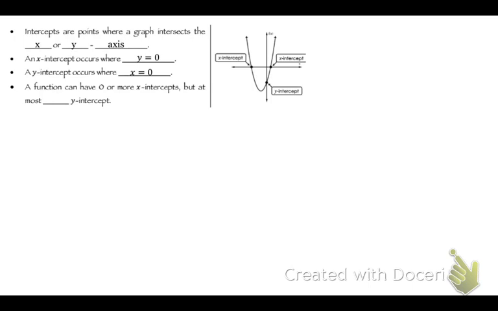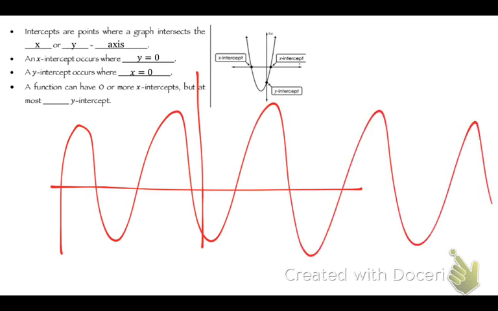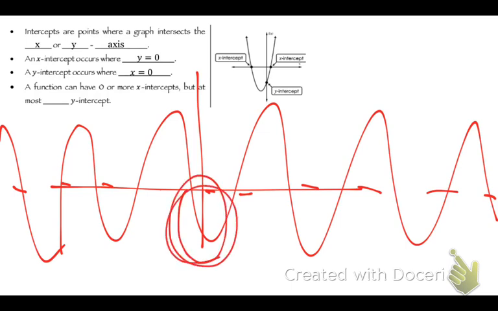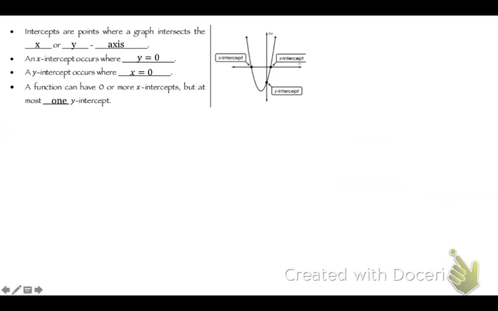Like if you have a graph like this, and it goes forever, it's going to keep crossing the axis, forever. But for y-intercepts, you will only ever cross at one point. If it crosses at more than one point, it is not a function. So at most, one y-intercept.